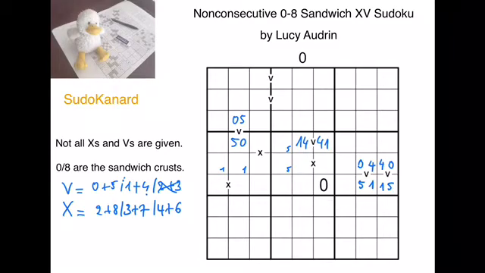Is there anything else with non-consecutive? We know that 6 can't be here, or it would be next to the 5. And 6 can't be here, so 6 has to be here. So now we know that this does not include a 6, nor this. Where's 6? 6 could be any place here. We could have 6 and 4. 4 is not here either.